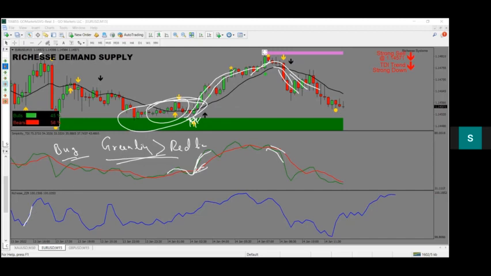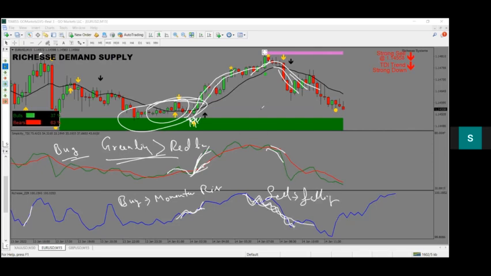When you are buying, this should be rising. You can see whether it is rising or falling. So when you are buying, this momentum should be rising. Simultaneously, for the sell, it should be falling. For sell, it should be falling.